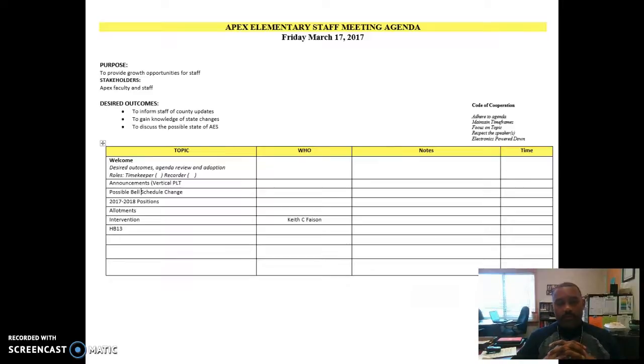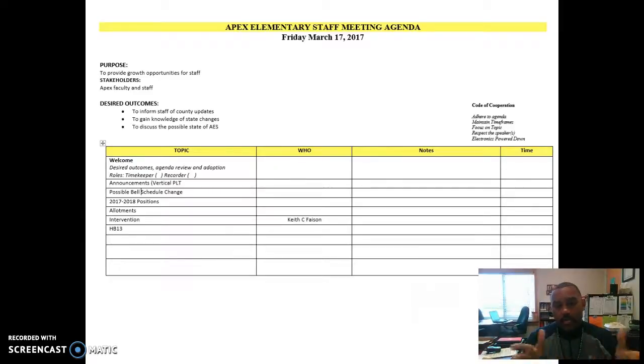But intervention has changed a little bit, and the monthly allotments will be based on the M-class data and the EOG data.